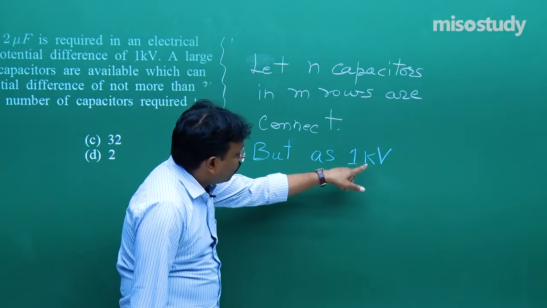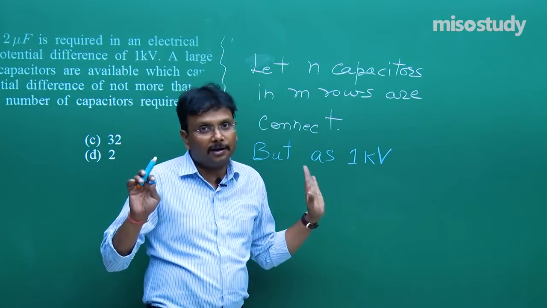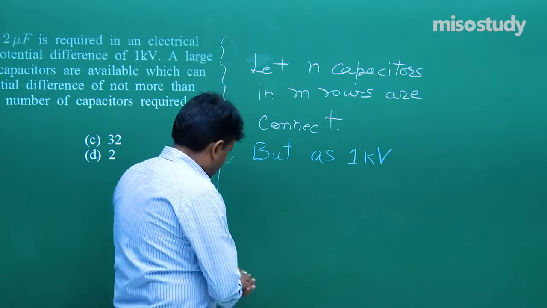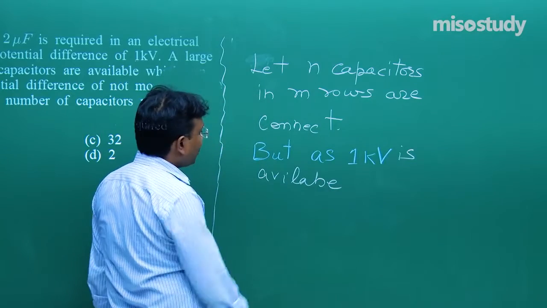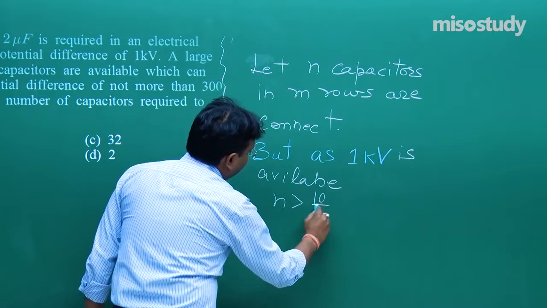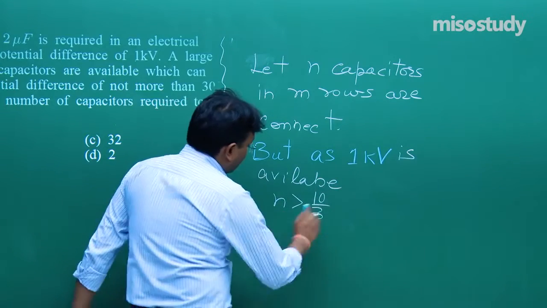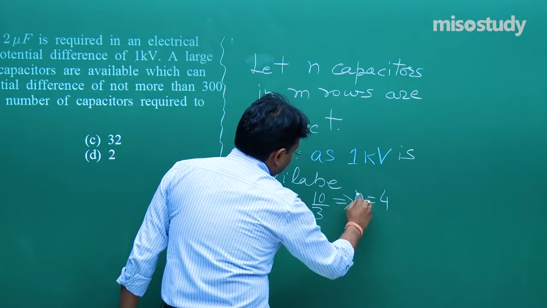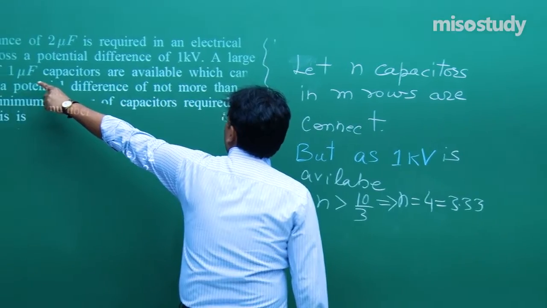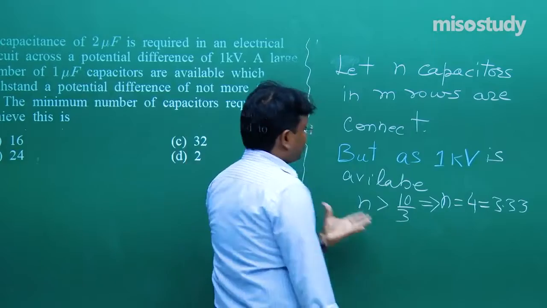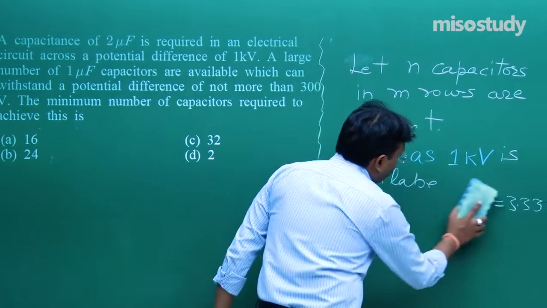So as 1 kilovolt is available, but this combination cannot withstand more than 300 volt. Beyond 300 volt, the entire circuit is going to be damaged. Fine. So, but as 1 kilovolt is available, fine. So, what we can say, n is greater than 10 by 3. What is the meaning of this? That is 1 into 10 to the power 3. So, n is greater than 10 by 3. Fine. Now, you need two capacitors, fine, but because of this value you need minimum four. This is something which you are trying, that is known as the trial and error method. Now n is greater than 10 by 3, that is n is 4 or 3.3, fine.